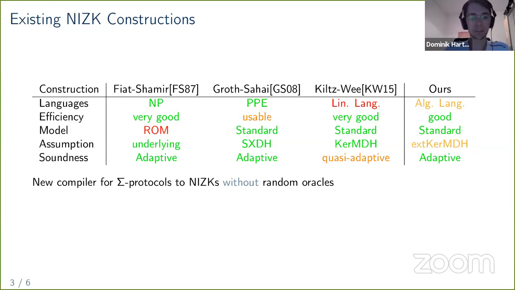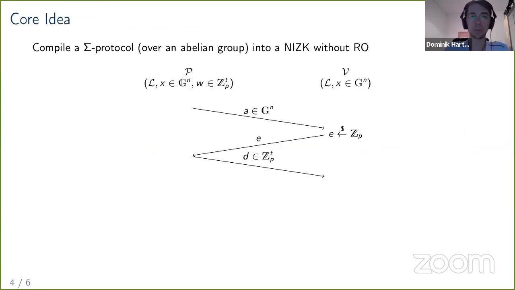So how does our construction look? It's actually pretty simple. We start from a Sigma protocol, so a three-move public coin interactive protocol, and we want to remove the interaction, so the message e from the verifier. And we can't use hash functions since then we would likely need random oracles again. So we want to give it as the common reference string, but we can't give it in the clear.